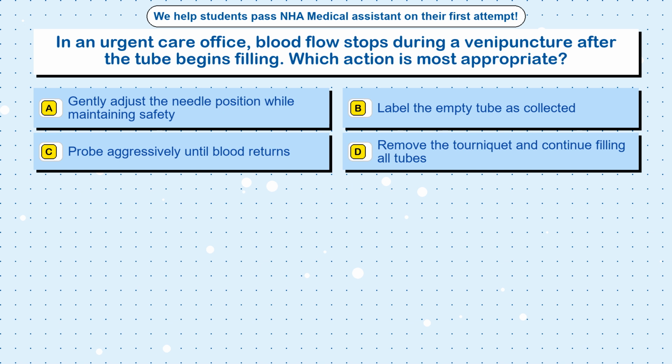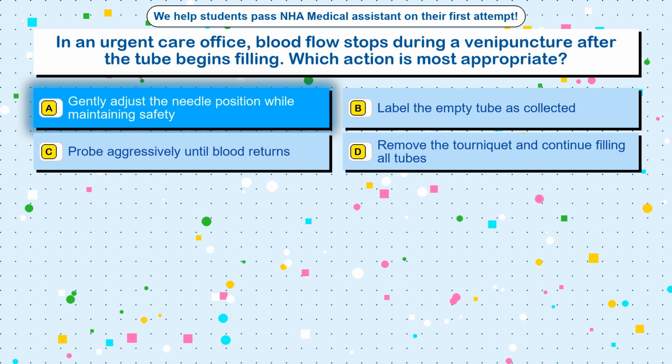Gently adjust the needle position while maintaining safety. Option B. Label the empty tube as collected. Option C. Probe aggressively until blood returns. Option D. Remove the tourniquet and continue filling all tubes. The correct answer is option A.